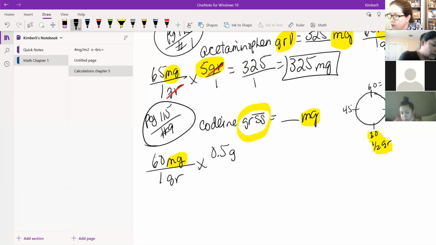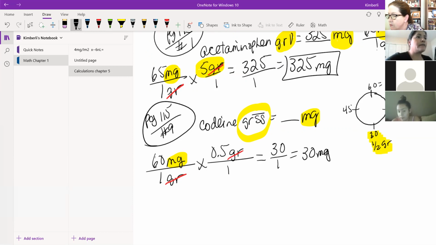So I'm going to put 0.5 because it's easier for me to put a decimal on top and a fraction, okay? Honestly, if you want to make a fraction 1/2, you can. So 60 times 0.5, and remember the grains are going to cancel because I don't want them. 60 times 0.5 is 30, right? Which gives me 30 milligrams. Okay, so then it tells you on number 9 that it's codeine. On number 1, it tells you it's acetaminophen.